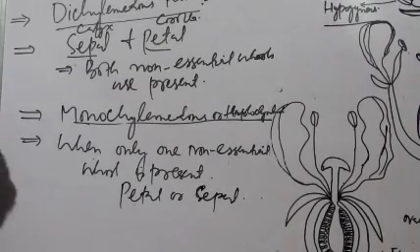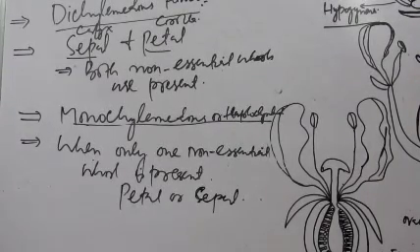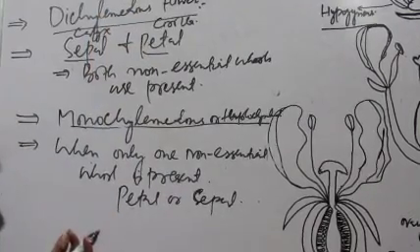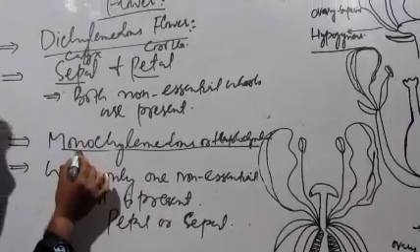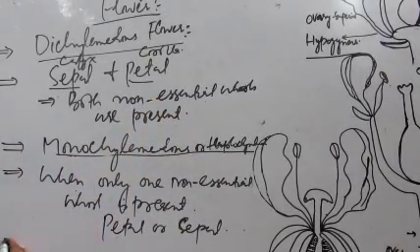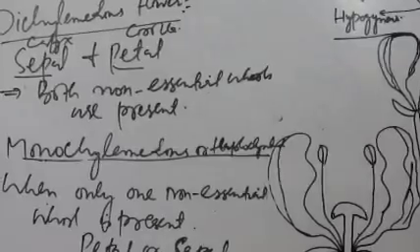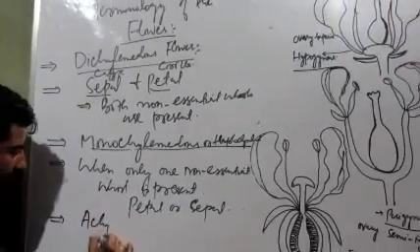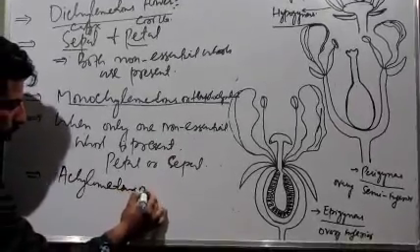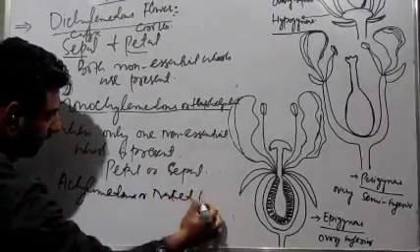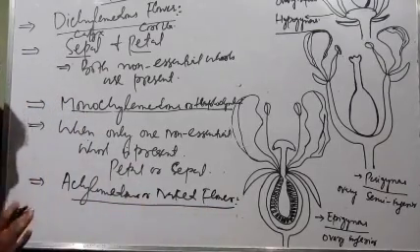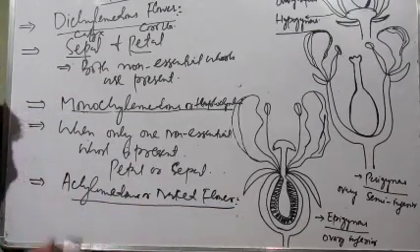So when both the non-essential parts are present, the flower is said to be dichlamydious. If only one non-essential is present, then it is said to be monochlamydious. Remember, this is on the basis of the non-essential parts. And there is one more, which we call the achlamydious flower, or naked flower. That is when both non-essential whorls are absent. Neither petal is present nor sepal is present.